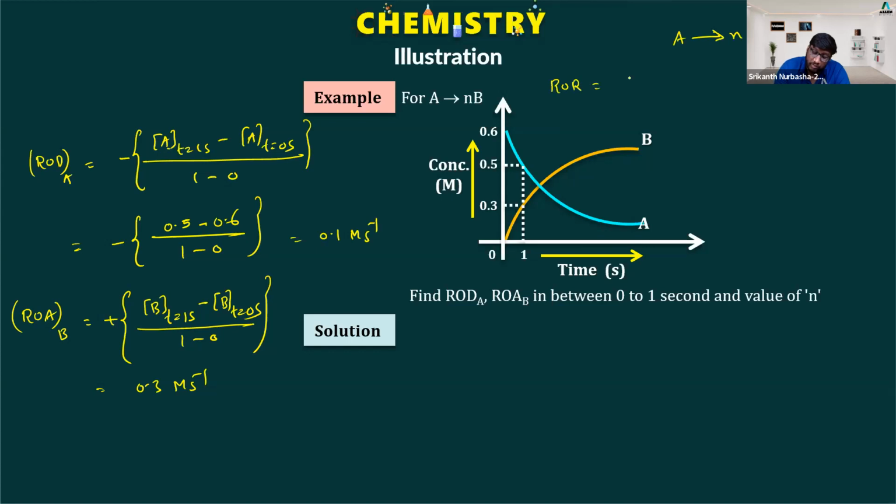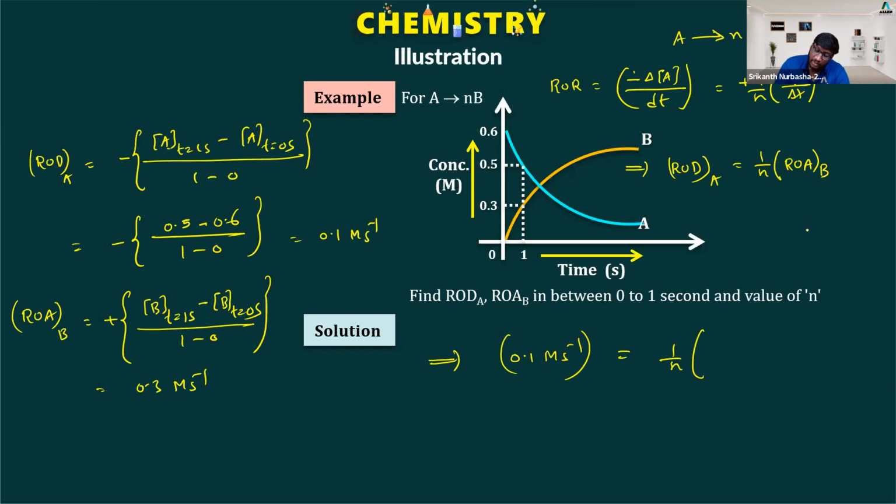Rate of reaction is equal to minus change in concentration of A divided by time required for that change, which is equal to plus 1 by n times change in concentration of B divided by time required for that change. I can write this as rate of disappearance of A is equal to 1 by n times the rate of appearance of B. What is the rate of disappearance of A? 0.1 molar second inverse. That equals 1 by n times the rate of appearance of B, which is 0.3 molar second inverse. Molar second inverse cancels out. So n is equal to 0.3 by 0.1, that is equal to 3.